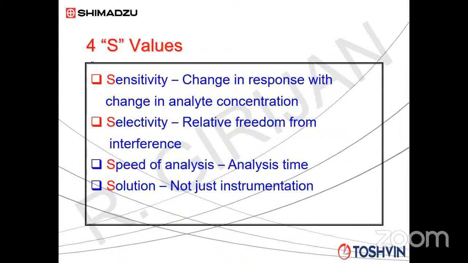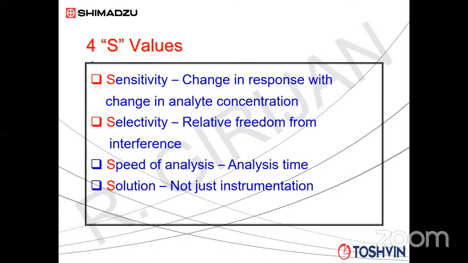Now, what are the 4 S values when we talk about mass spectrometry, GCMS? So, the 4 S values. Number 1 is sensitivity. What is sensitivity? A very simple definition of sensitivity is the change in the detector response whenever there is a change in the concentration of your target. Otherwise, people may say my detector is very sensitive, and what is meant by sensitivity? This is the simple definition: change in the detector response whenever there is a change in the concentration of your target.